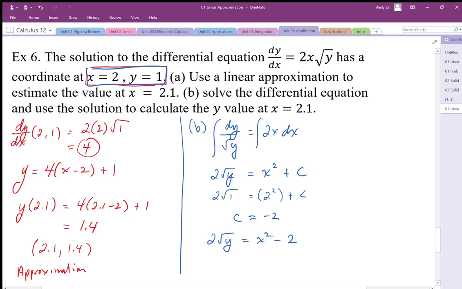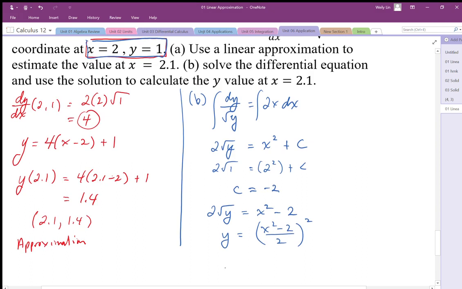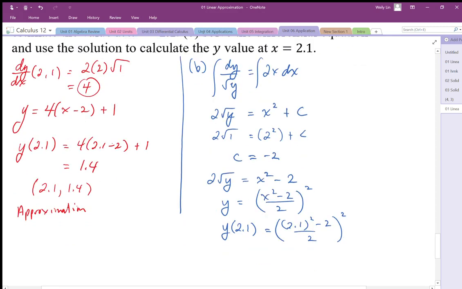Okay, so let's actually solve this for y. So y equals (x squared minus 2) divided by 2, all squared. And if I want to actually calculate the y value at x equals 2.1, okay, so the actual value is going to look like this, 2.1 squared minus 2 over 2, squared. So punching that into my calculator, let's see what the calculator comes up with here.